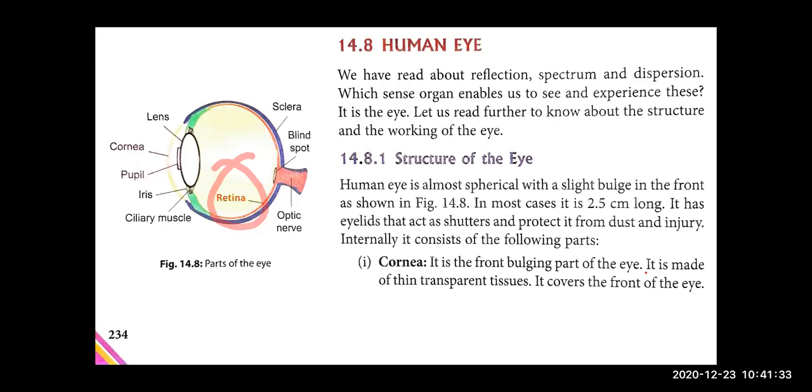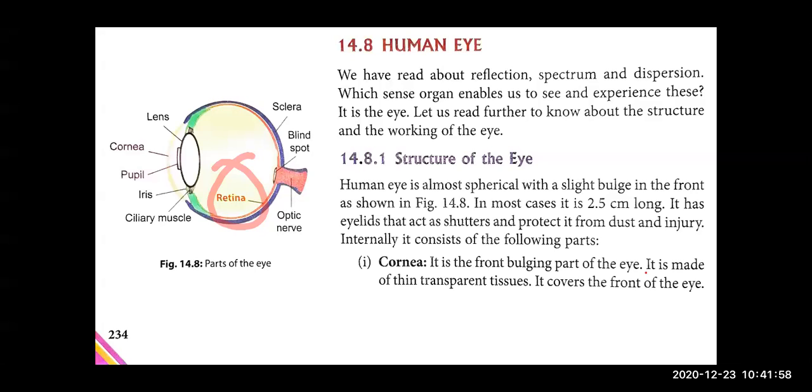So the retina, children, is a lining which is present just behind the eyeball. You can see the eyeball in our eyes, right? Behind that, the retina is present. What is the work of the retina? On the retina, what is formed? An image is formed, because the retina acts like a screen, and on a screen an image is formed, right?